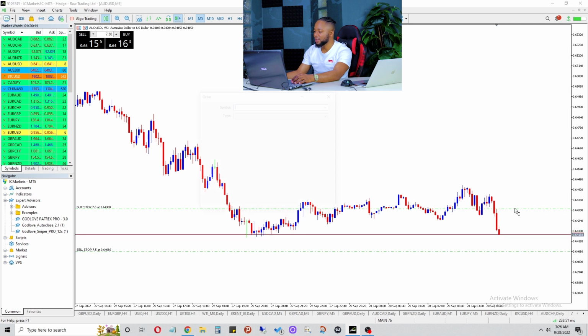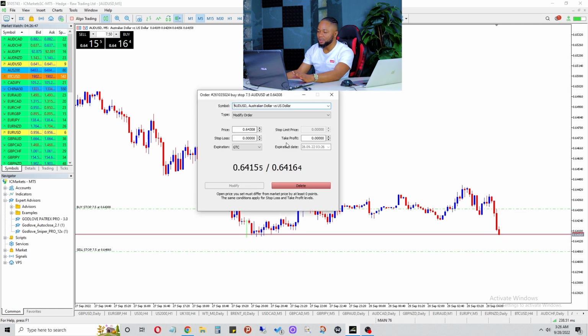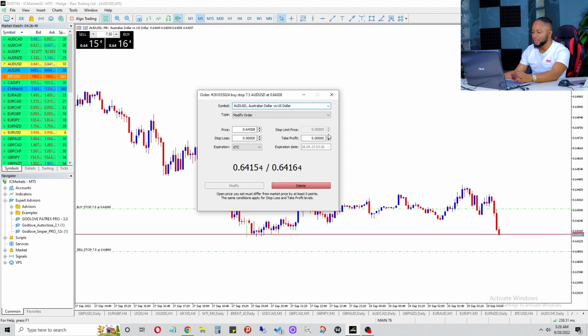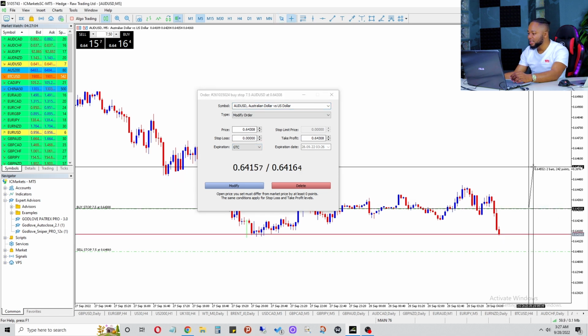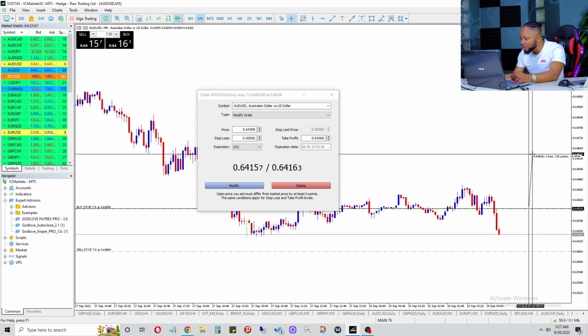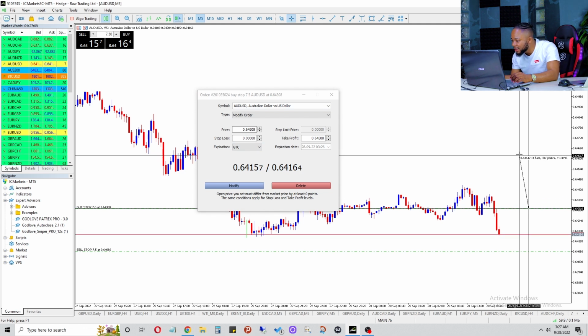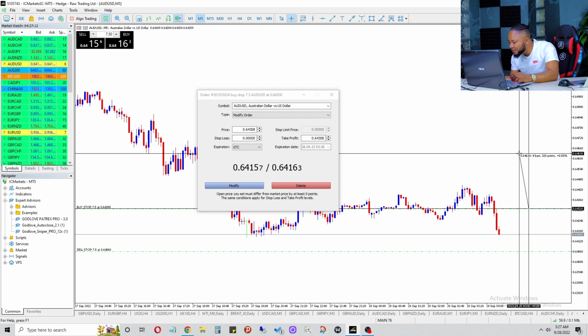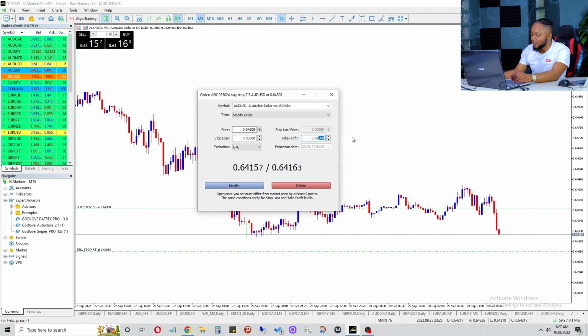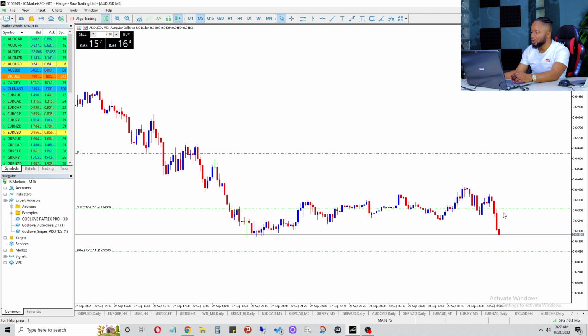Then let's put the take profit. The take profit, I'm just going to be targeting 30 pips. Let's just check the level very quick. Take profit, 30 pips is somewhere here, which is 0.6463. So that is our take profit on the buy stop.